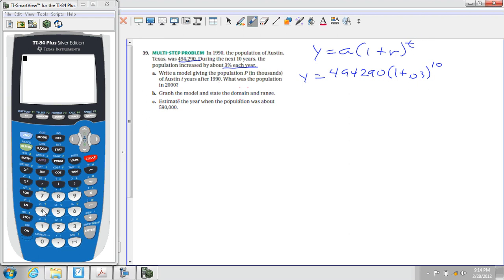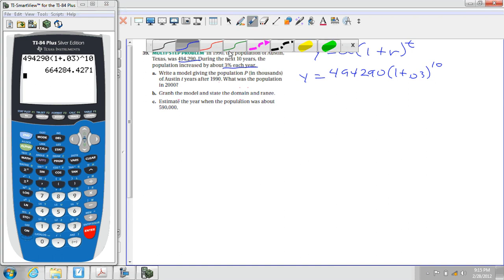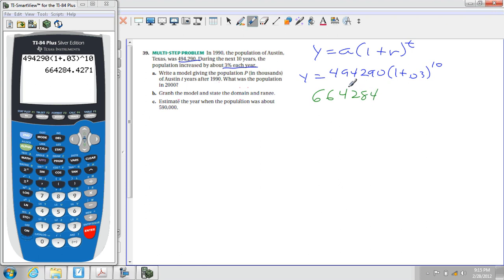So I have 494,290 times 1 plus 0.03. I could have just written 1.03. That would have been just fine. To the 10th power. I press enter, and my answer is 664,284, which is also the answer in the book.